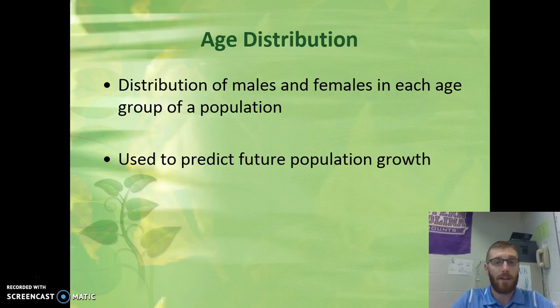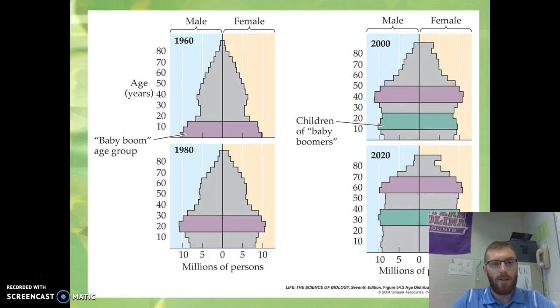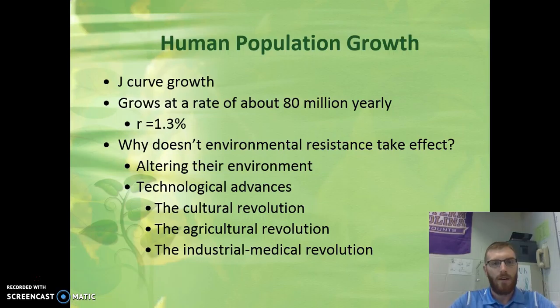Think back to the graphic that I showed you earlier about population growth in countries. Here we see it again. When there is an increased number of individuals in a lower form here, you can see where I'm highlighting with the cursor, it tends to mean that there will be an increase in population size. An exponential growth curve, or a J curve, grows at a rate of about 80 million a year on Earth for humans. So we're talking about human population growth here.